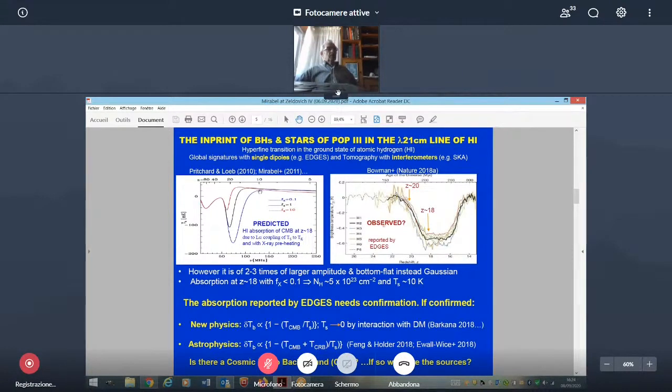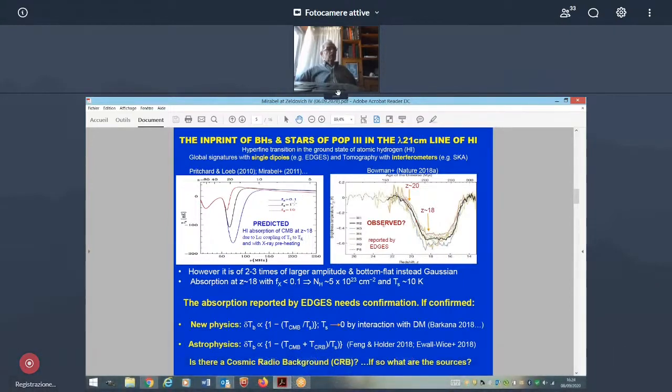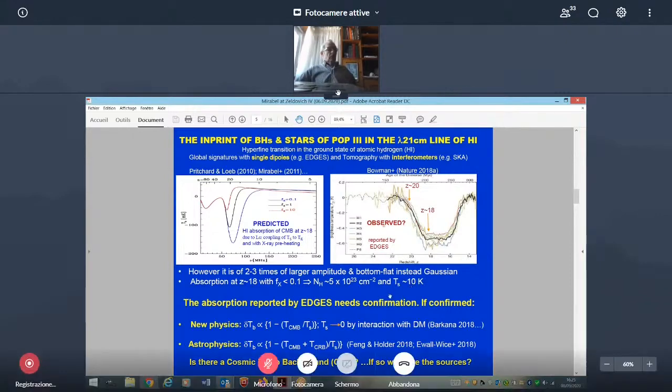For instance, for the blue, the blocking of X-rays should be very large because the density of the atomic hydrogen or molecular gas should be 5 times 10 to the 23 per square centimeter, at least that, and the temperatures of the order of 10 degrees K only.